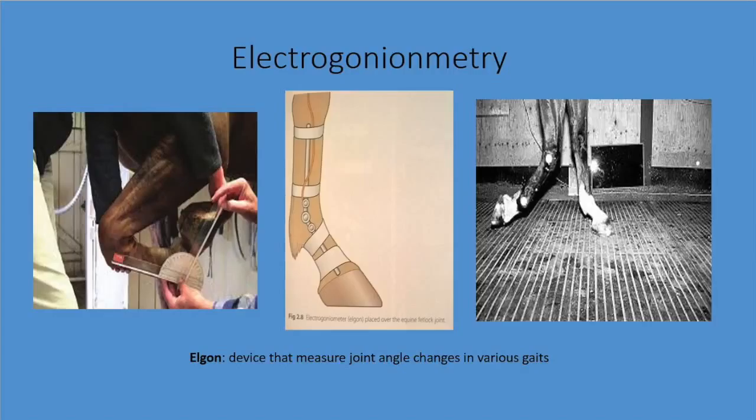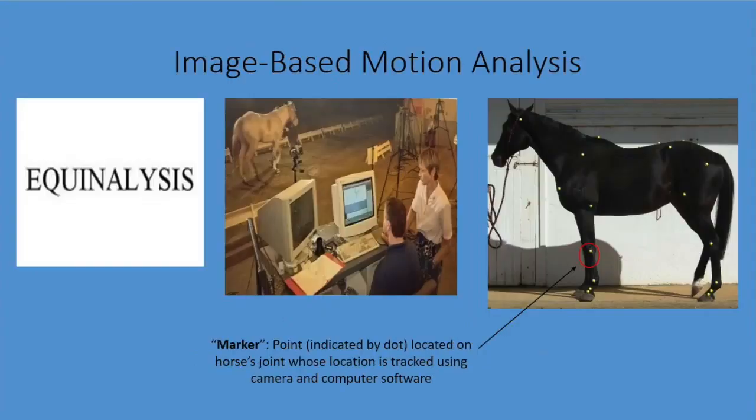Electrogoniometry uses a device referred to as an elgon to measure joint angle changes in various gaits. This device is useful in determining the difference between the gaits of a sound horse and the gaits of a lame horse. Perhaps even more useful than electrogoniometry are the image-based motion analysis systems that have become increasingly available.